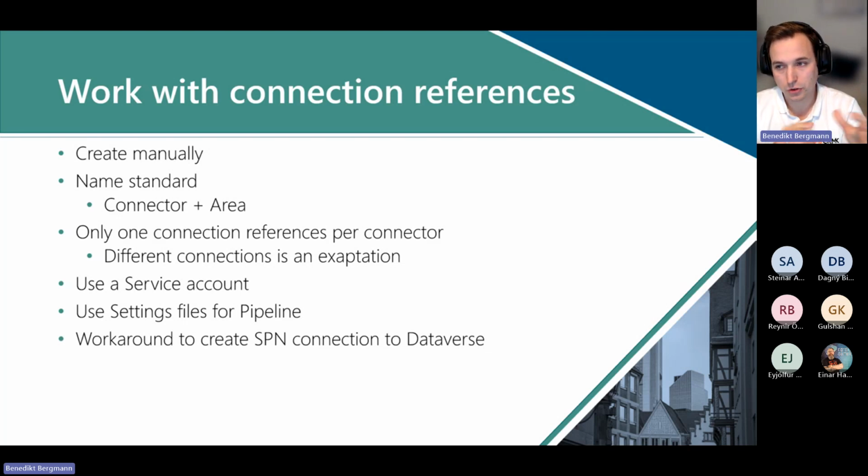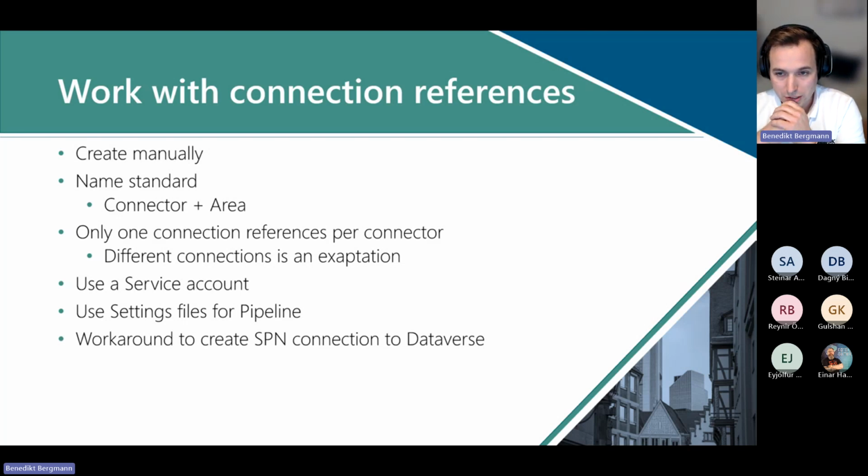I usually try to use connector name and then the area where it's used, and probably which user it should use. So there could be one which is like Dataverse, absence, and SPN. It would connect to Dataverse. It would be for our internal absence app where we request vacation and so on. So the absence app, and then an SPN, which means the intent is to use a service principal name connection in production. So that could be a naming standard, for example.